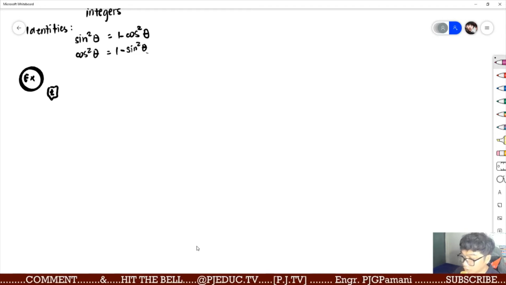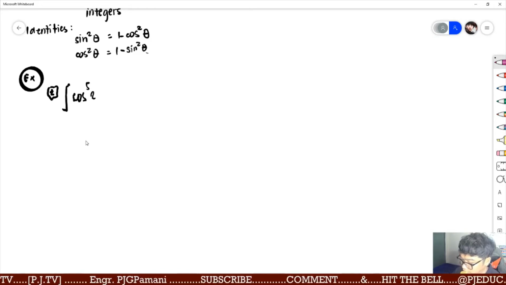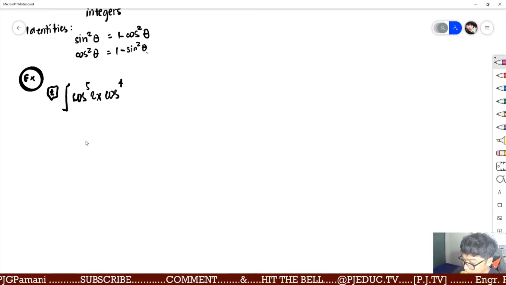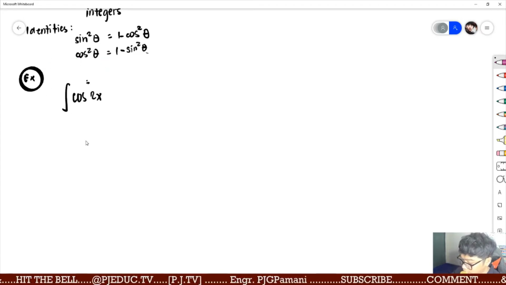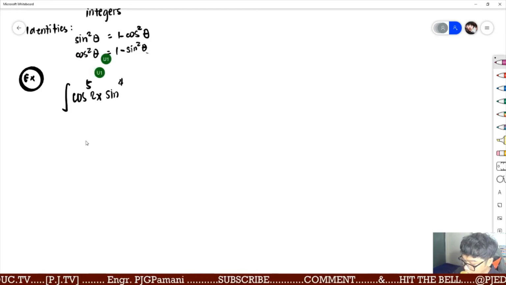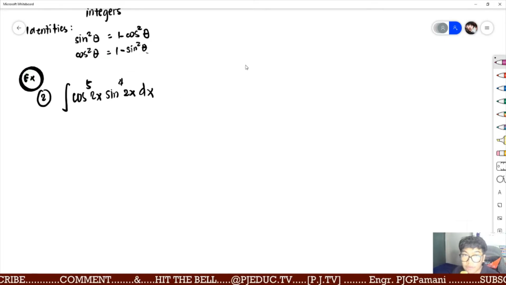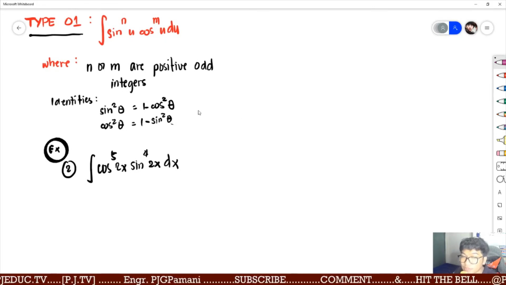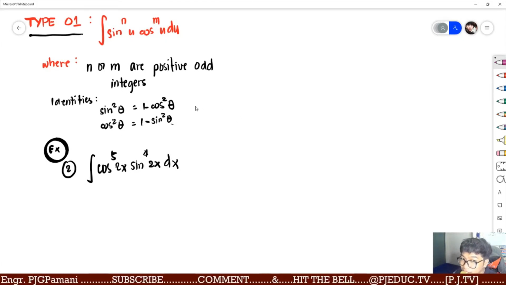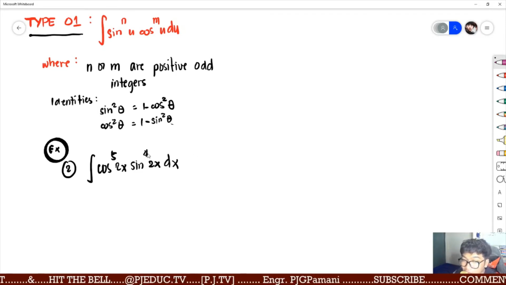Number 2. What if you're now asked to evaluate the indefinite integral of cosine raised to the 5th power 2x times sine raised to the 4th power 2x dx. This is our second example. Remember our first transformation formula, type 1: trigonometric functions or terms that have an exponent of positive odd integers. We have an odd integer, and we have an even integer. Even positive integer and positive odd integer.